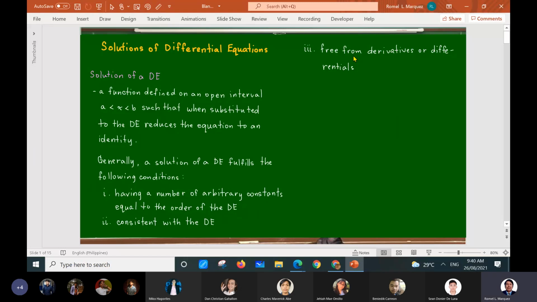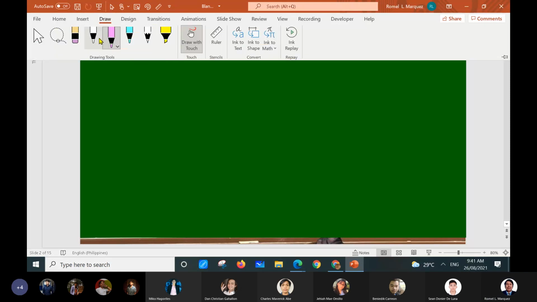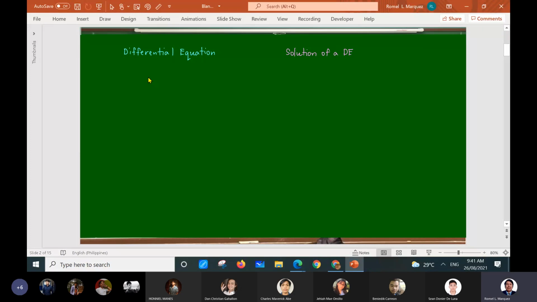So let us have some examples. Let's say I have this differential equation and corresponding solution. For instance, if I have this differential equation x y cubed dx plus e to the x squared dy is equal to 0, if you're going to solve this differential equation, the solution that you will be able to obtain is e to the negative x squared plus y to the negative 2 is equal to c. Okay? Where c here is an arbitrary constant.